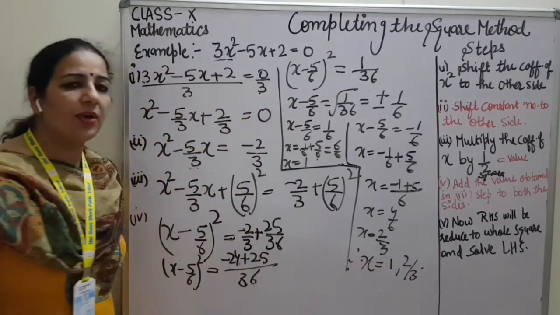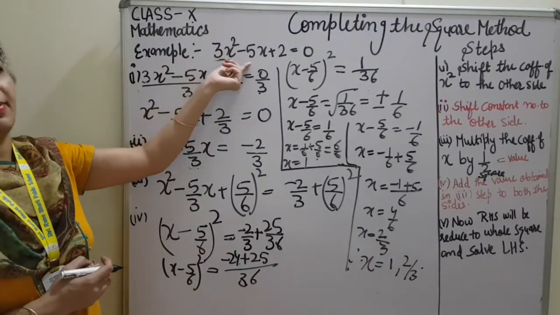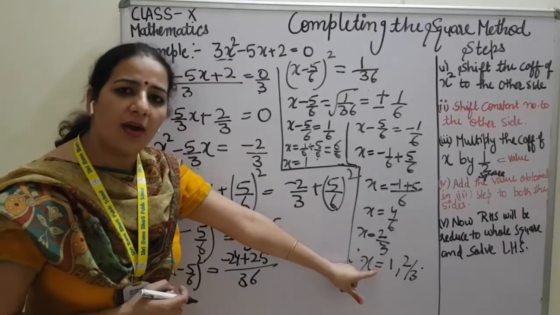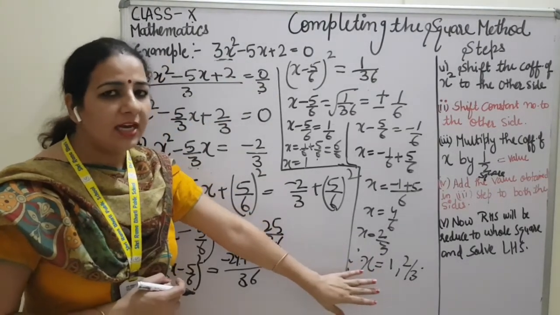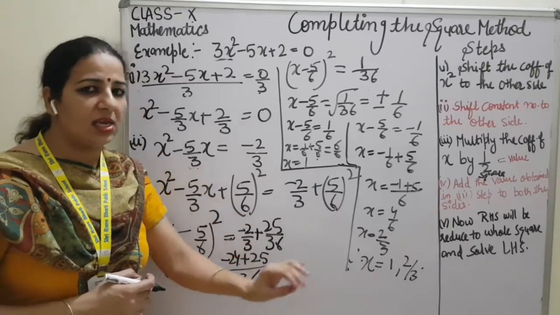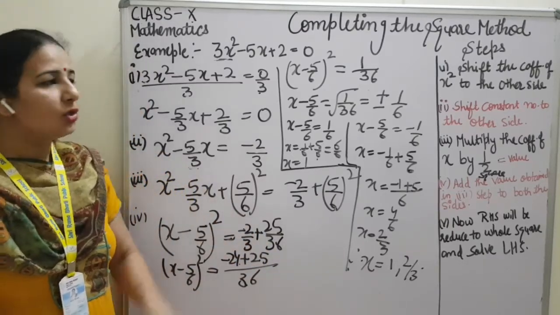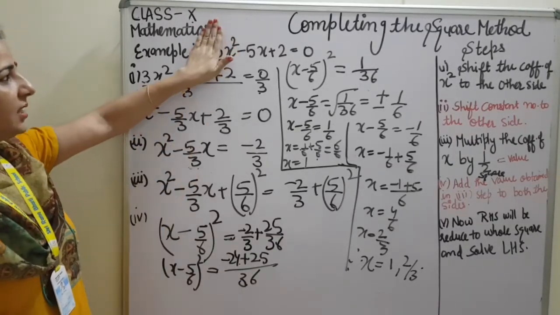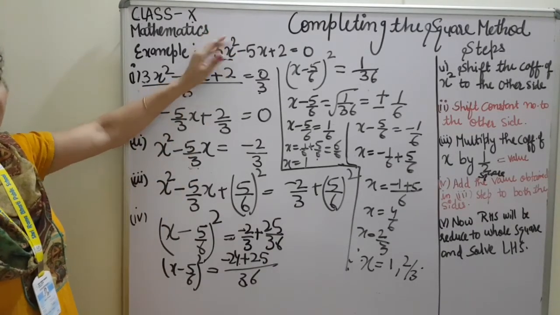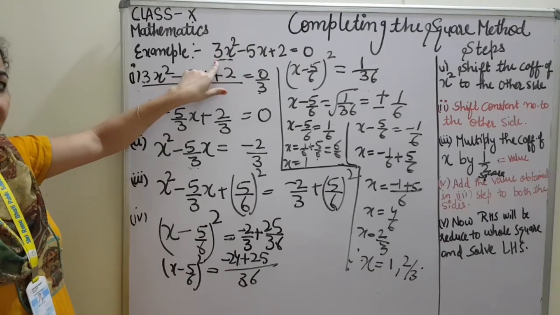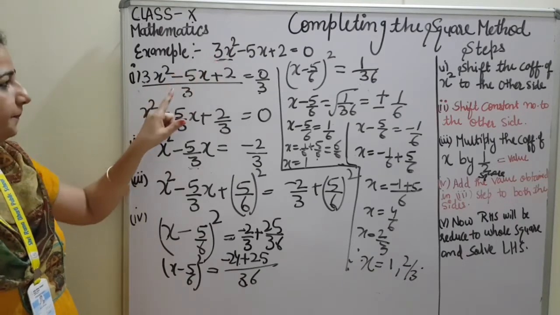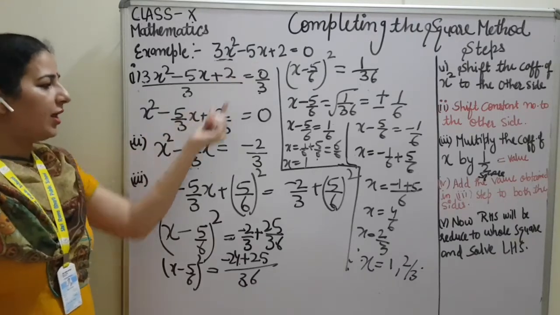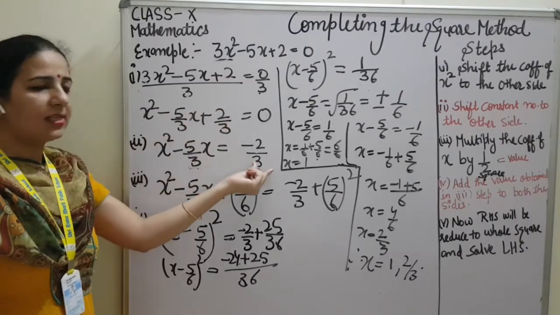If you want to check your answer, you can solve the same question by the factorization method by splitting the middle term, and the answer will be 1 and 2/3 only. It will not vary, the answer will remain the same by all the three methods. So let me explain the same question again. First step, just remove this coefficient. The coefficient of x square should be 1. First step done. Second step, shift the constant part to this side.